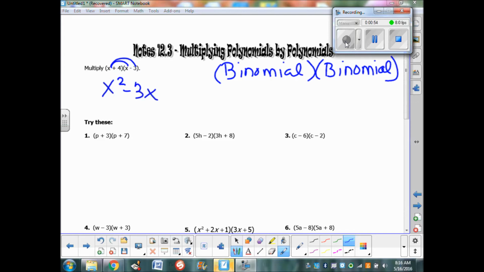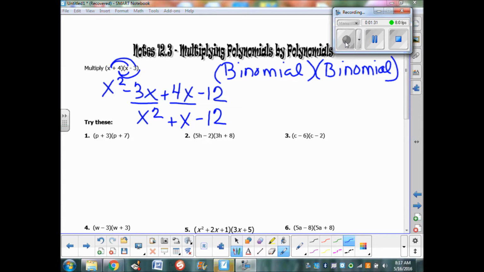And here's where the double distributing comes in. Now I've also got to distribute that positive 4. So I've got to say 4 times x, which is plus 4x, and 4 times negative 3, which is negative 12. Now I need to look at my final answer, and I have to see if there are any like terms to combine. There are, these two right in the middle. So my final answer in simplest form is x squared plus 1x minus 12.